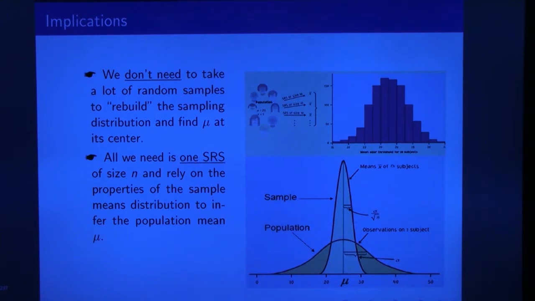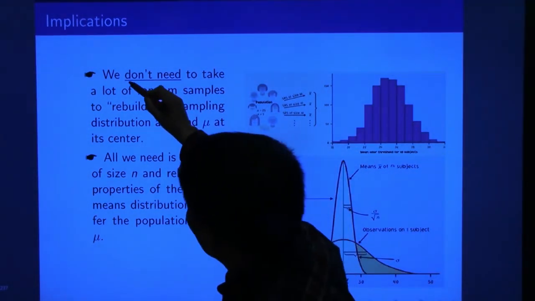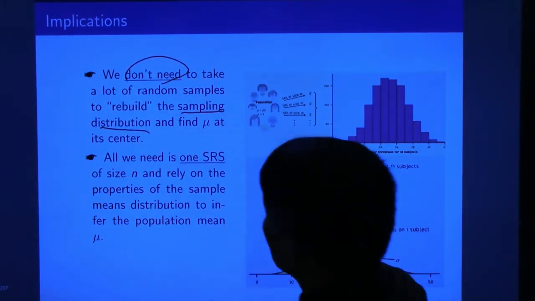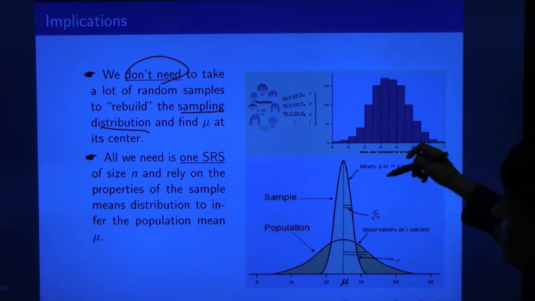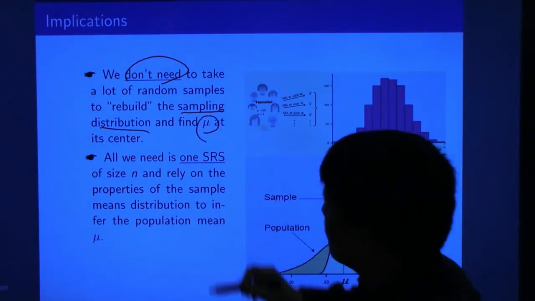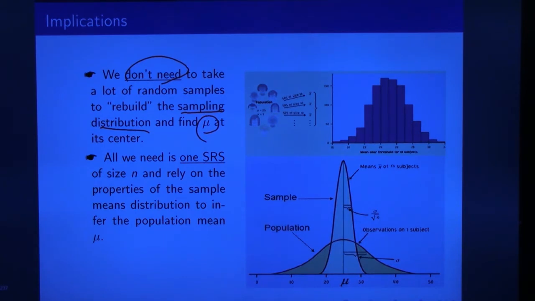Looks like if we want to estimate the population mean, we need to form the sampling distribution. So that means we need to have a lot of samples. But actually, we do not need to take a lot of random samples to rebuild the sampling distribution. If luckily we have this sampling distribution, then we know the mean of the sampling distribution equals the population mean. So we do not need to estimate. We just calculate that it will be exact. So there's no estimation involved if we know the sampling distribution.